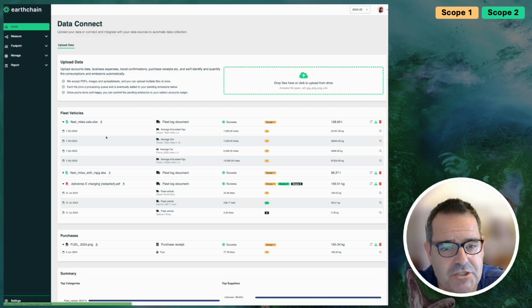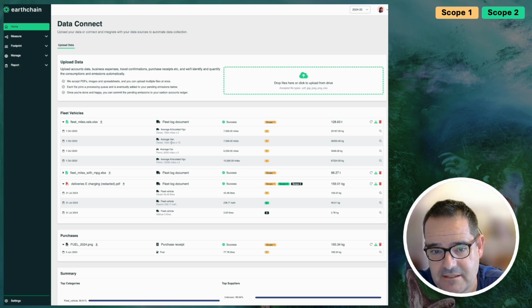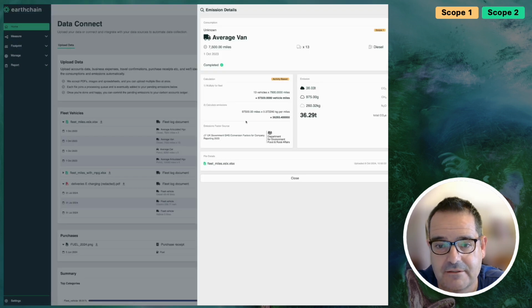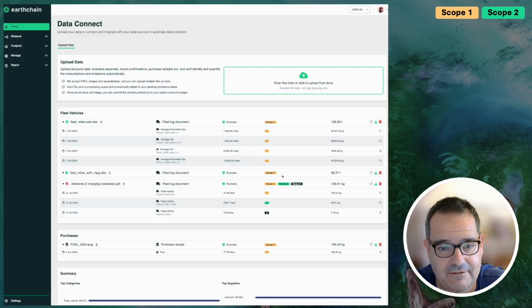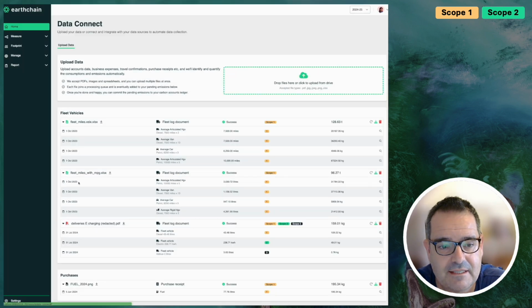Then we have those 2 spreadsheets. This one is the one that didn't have the miles per gallon, so this is just distance logs for various types of vehicle, and then we performed the calculation, multiplied it out by the number of vehicles in the fleet, and calculated the CO2 emission. Fully transparent calculation. And then the slightly more complicated one where the customer has provided also the miles per gallon for each of those vehicles.